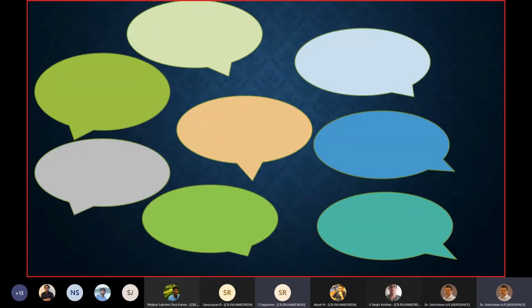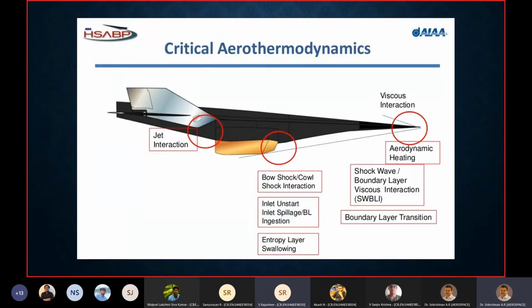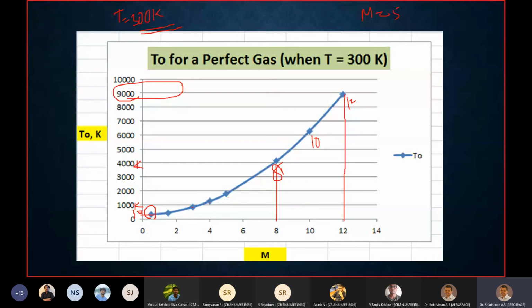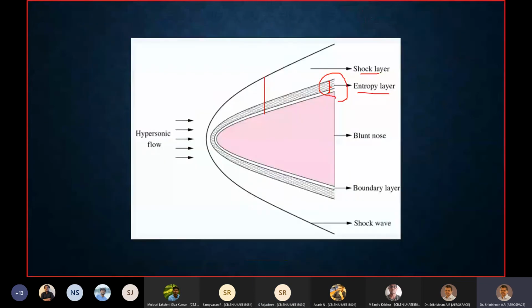Excuse me, sir. Can you go to one of the previous slides? The one with the bow shock. Yeah, this one. Here we are marking a small region as the entropy layer, right? Won't there be an entropy gradient within the shock layer too? Because it's still a bow shock, right?